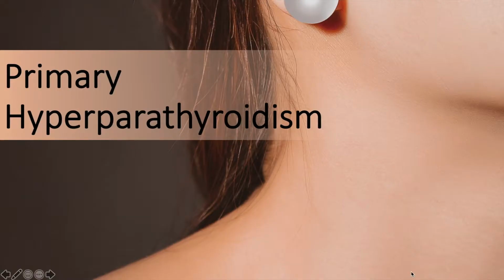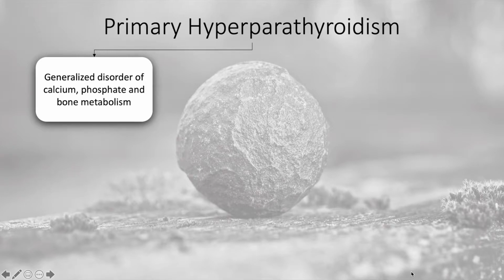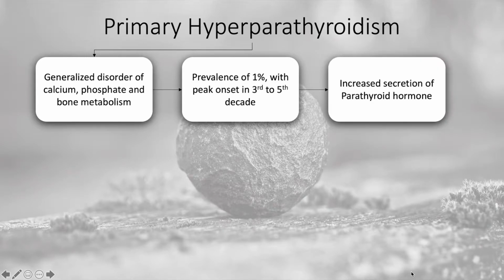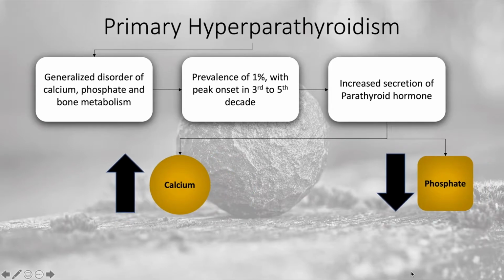Primary hyperparathyroidism is a generalized disorder of calcium, phosphate and bone metabolism with a prevalence of 1% and peak onset in the 3rd to 5th decade, characterized by increased secretion of parathyroid hormone resulting in increased calcium and reduced phosphate.